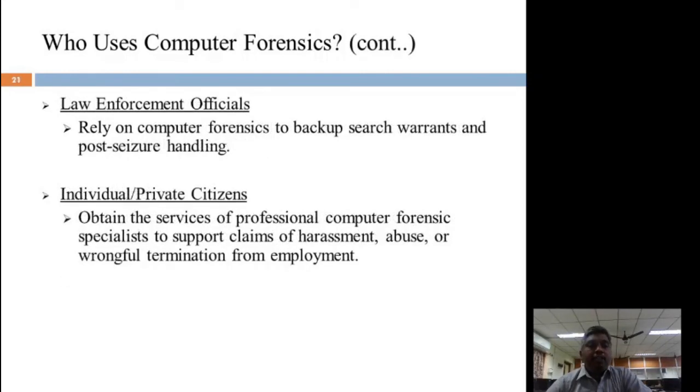Law enforcement officials rely on computer forensics to back up search warrants and post-seizure handling. Individual private citizens obtain the service of professional computer forensic specialists to support claims of harassment, abuse or wrongful termination from employment.